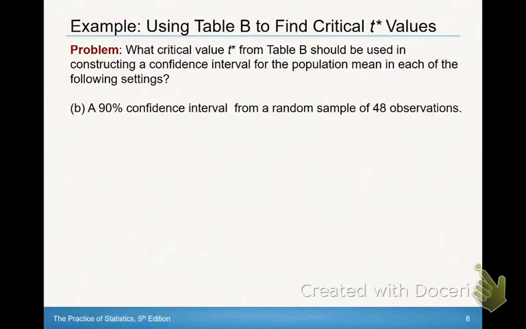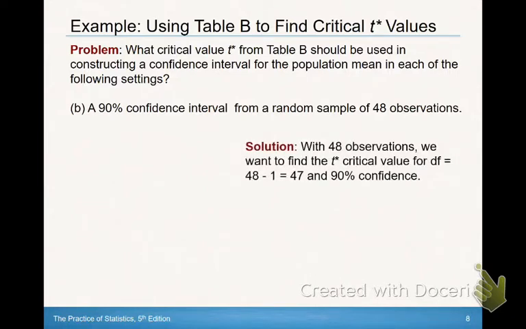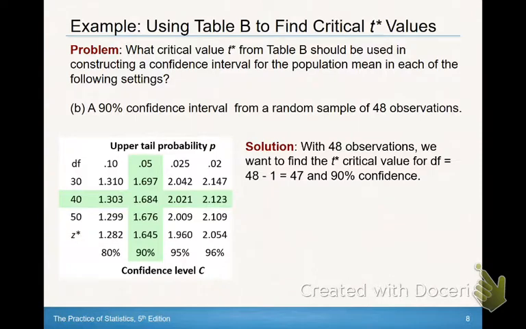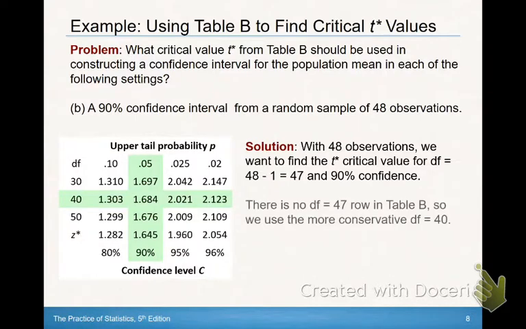If we want a 90% confidence interval from a random sample with 48 observations, when you go to the table, you'll see that 47 is not there. So we look at the row 40 and we look at 0.05 as our upper tail. So the corresponding critical value is 1.684.